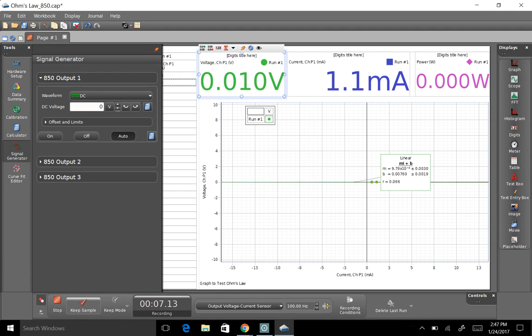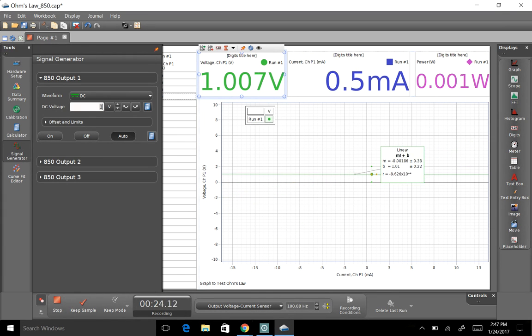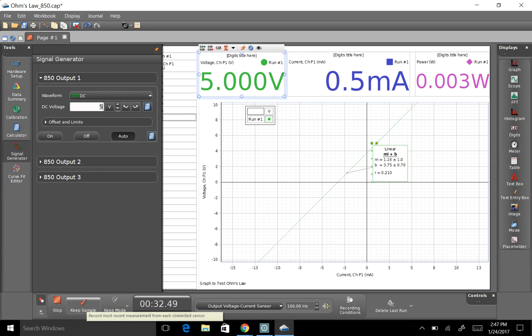And then it'll be easier for you than me because I have to use my pen to do this. I raise the voltage by 1. See, I tapped the little up button and it went up to 1 volt. And then I click keep sample. And then I raise it to 2, keep sample. Raise it to, whoops, that was down. Raise it to 3, keep sample. Raise it to 4, keep sample. Get the picture? And so I keep raising it until I have a total of 10 data points.